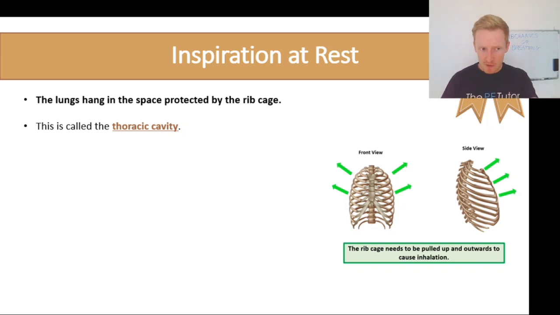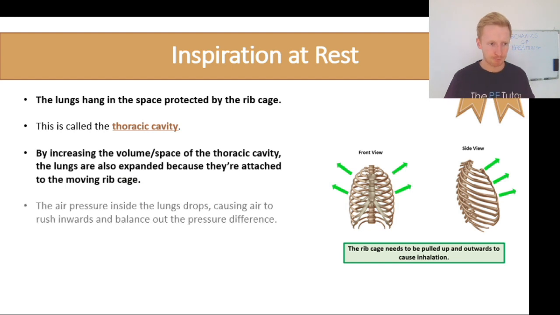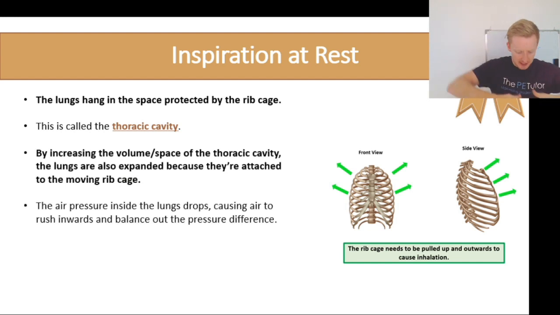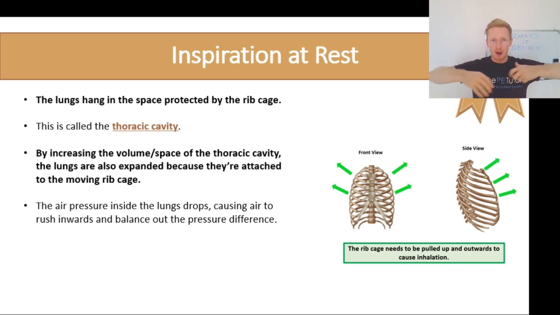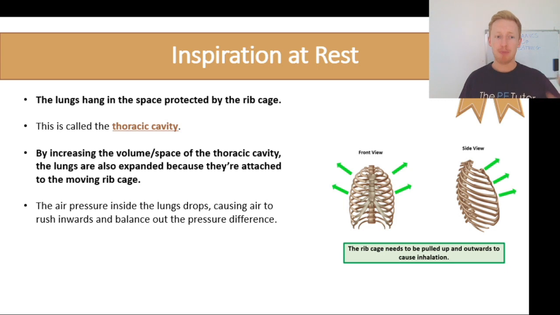Okay, now we're going to be referring to that phrase, so it's very important for you to remember that or to write it down, to note it down. The thoracic cavity is the space inside and behind the ribs. It's where the lungs hang. And by moving our rib cage in different directions, upwards and outwards, or downwards and inwards, we can start to manipulate the volume or the space inside the thoracic cavity.